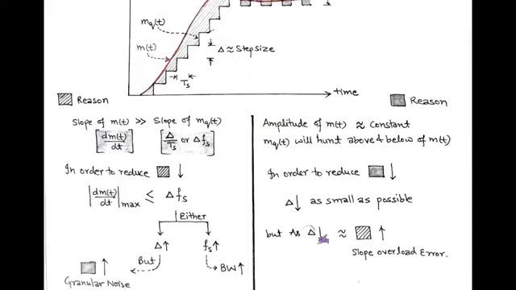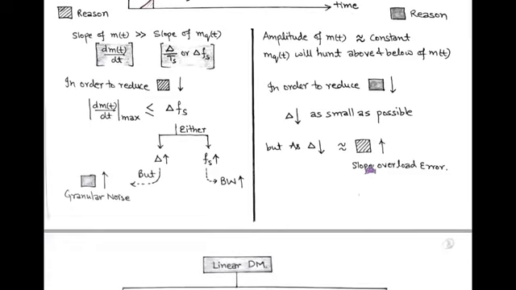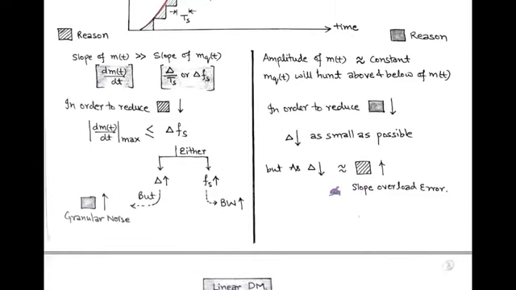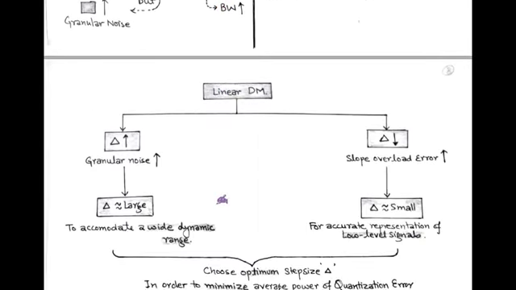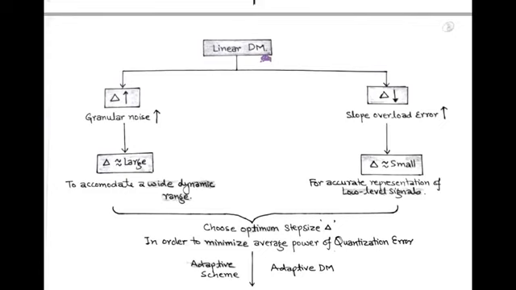But when delta reduces, it will increase the slope overload error. Also, to reduce slope overload distortion, step size must be increased, but this will again increase the granular noise. Also, bandwidth increases as the sampling frequency increases. Now, there is a requirement of modification in the delta modulation technique.